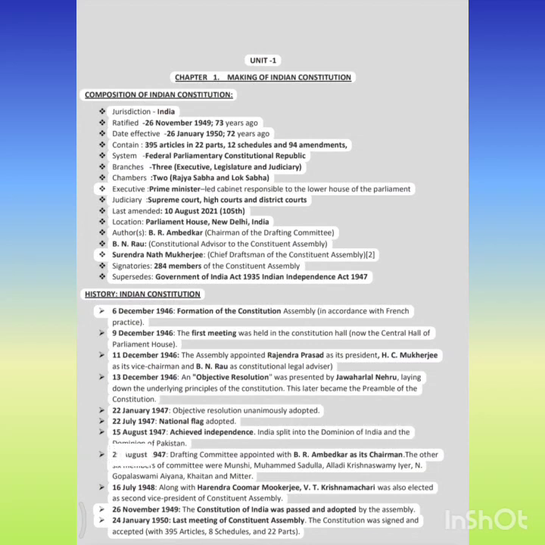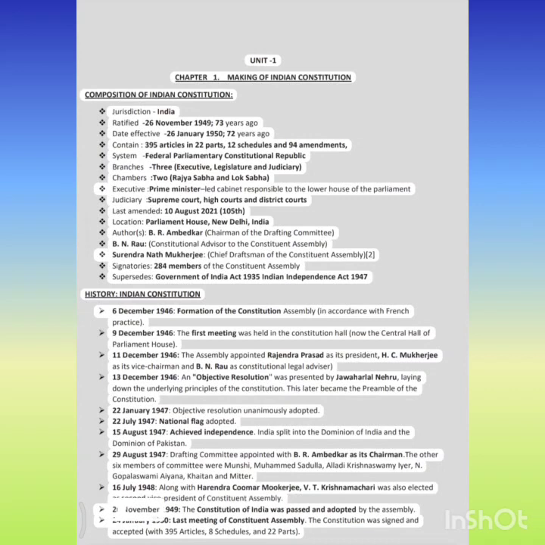The 29th of August 1947, the drafting committee was appointed with B.R. Ambedkar as its chairman. The other 6 members of the committee were Munshi Muhammad Sadullah, Alladi Krishnaswamy Iyer, N. Gopalaswamy Iyer, Khaitan and Mitter. The 16th of July 1948, along with Harendra Kumar Mukherjee, V.T. Krishnamachari was also elected as second Vice President of the Constituent Assembly.